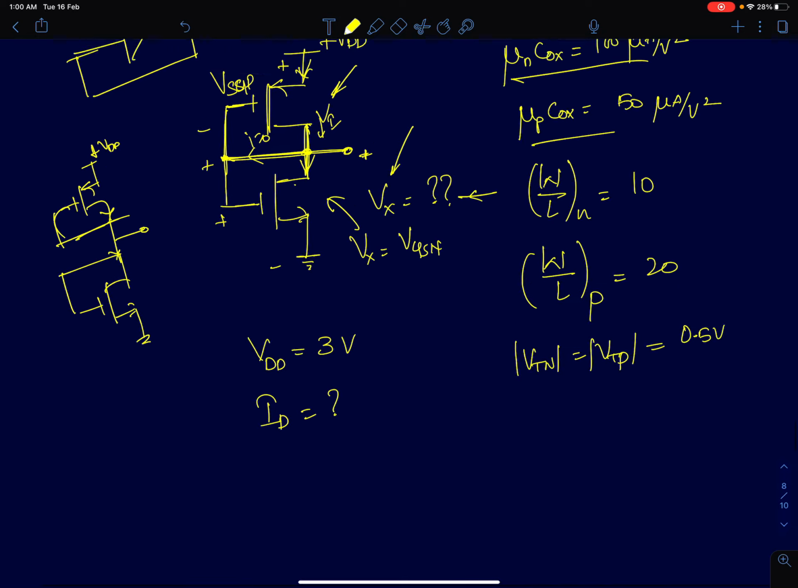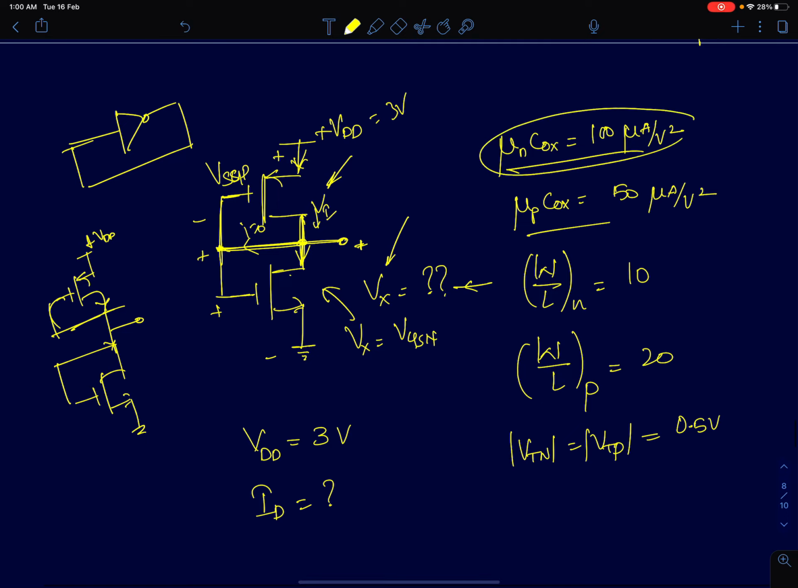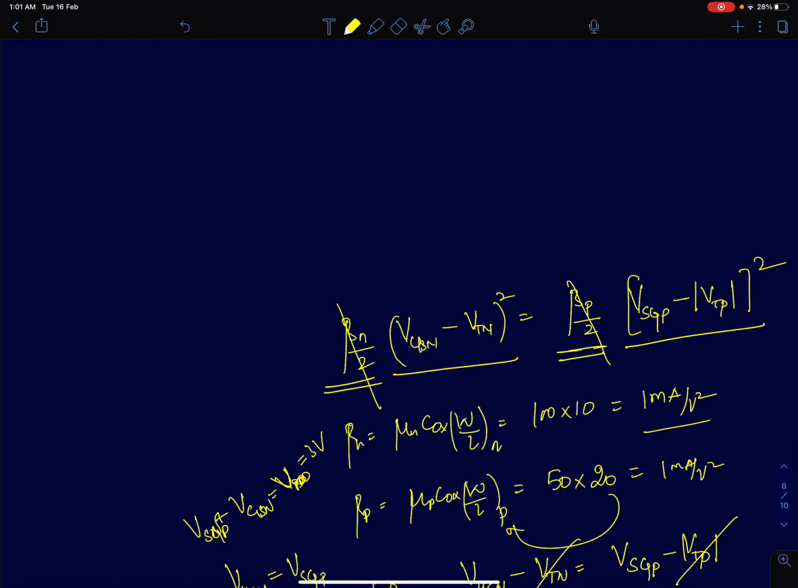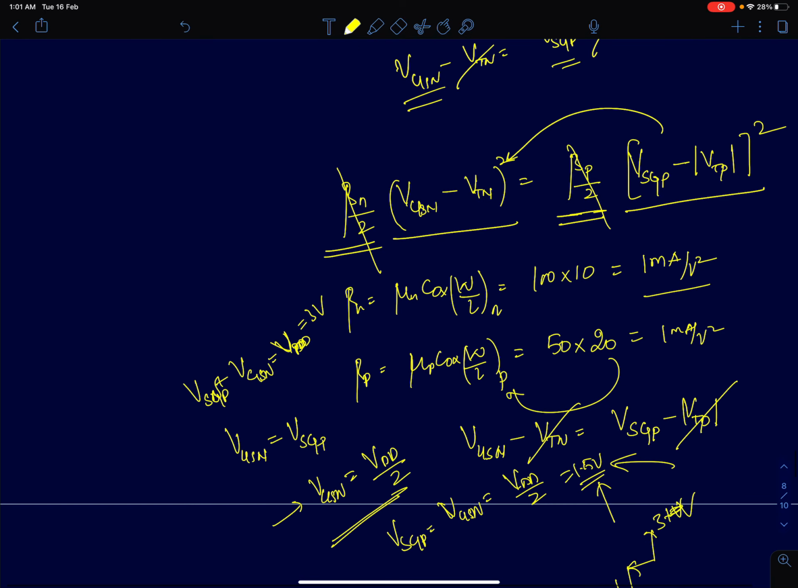And in the question it's given in such a way that the product mu n Cox W by L n is exactly the same as mu p Cox W by L p. So 100 into 10 is the same as 50 into 20. So both will be 1 milliampere per volt square. Therefore I'm cancelling out beta n and beta p. You are left with this equation: VGSN minus VTN is equal to VSGP minus mod VTP. I've also given that the VTs are the same, so they both cancel out. So VGS and VSG are the same.